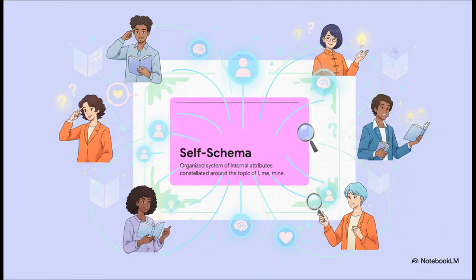Second definition, self-schema. This is that organized system of internal attributes built entirely around you. It's a remarkably rich network for storing information. If you really want to remember these cognitive science concepts, don't just memorize the definitions like a robot. Ask yourself, okay, when have I used maintenance rehearsal? Or how does this theory explain my terrible study habits? By forcing the material through your own self-schema, you trigger the deepest semantic processing possible.